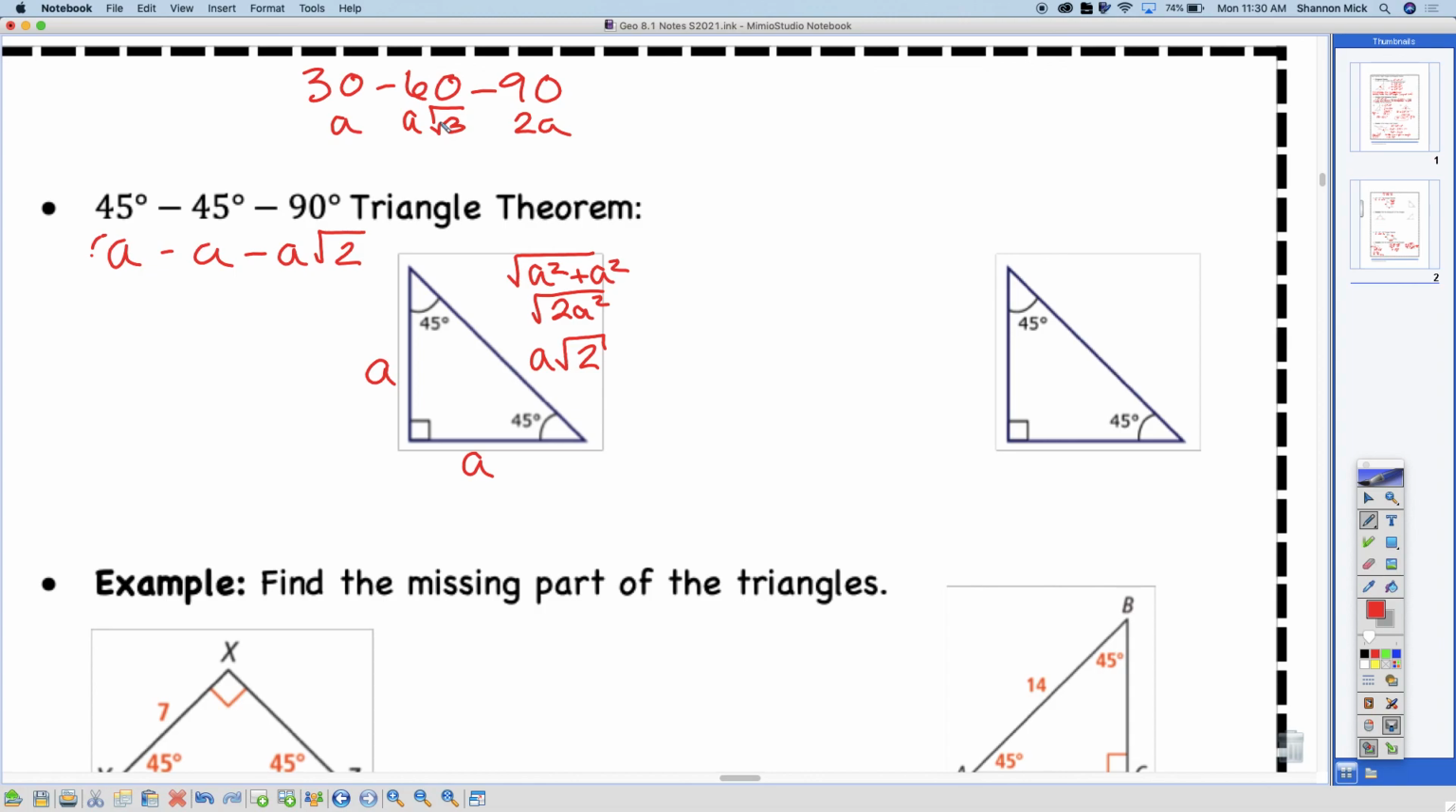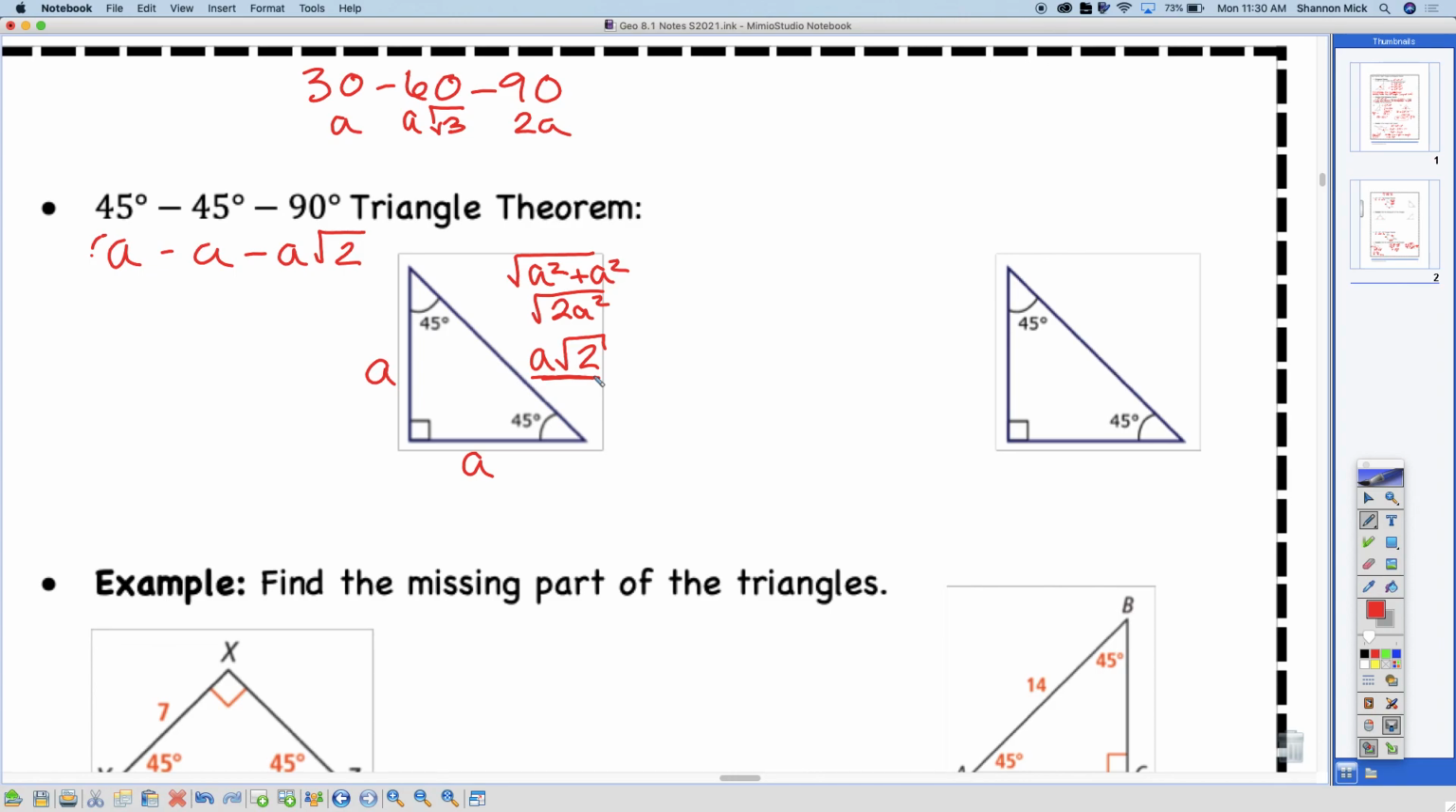But wouldn't it be nice if the 90 was the same? Because the hypotenuse in a 30, 60, 90 is 2A, and the hypotenuse in a 45, 45, 90 is A square root of 2. Wouldn't it be nice if they were the same? Yeah. Okay, well, let's see if we can do some math and make them the same. Because we should be able to, correct? So we're going to look right here.